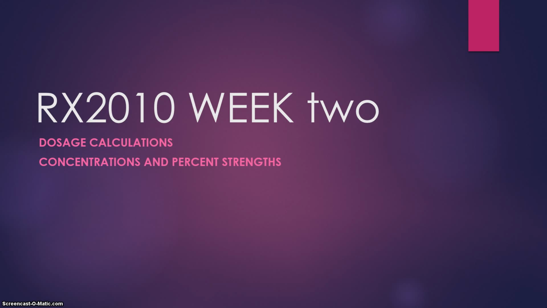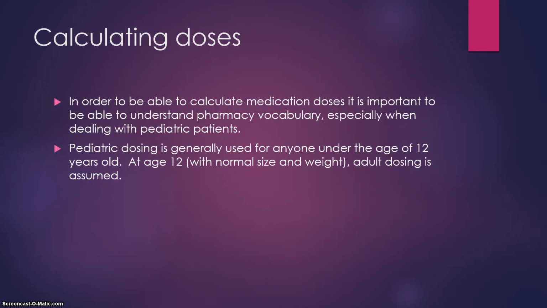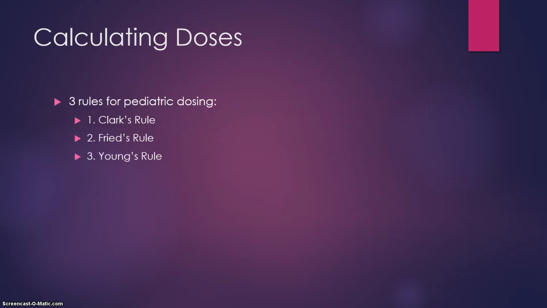This week we'll focus on dosage calculations, concentrations, and percent strengths. In order to be able to calculate medication doses, it is important to be able to understand the pharmacy vocabulary, especially when dealing with pediatric patients. Pediatric dosing is generally used for anyone under the age of 12 years old. At age 12, with normal size and weight, adult dosing is assumed.